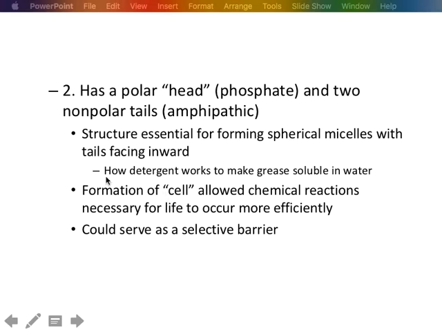Not only that, it forms a boundary, so chemical reactions can occur more efficiently. And it can also be selective as to what comes in and out of a cell, which we will focus more on in Chapter 4 when we talk about the cell and all the organelles and the common features of a cell.